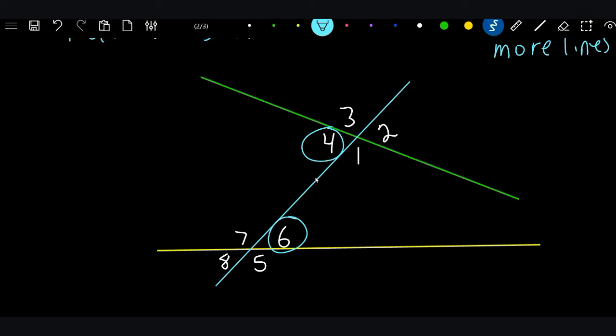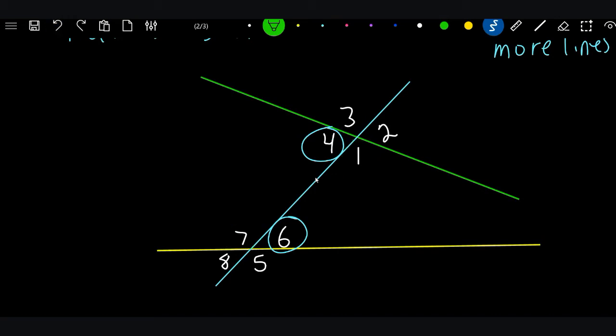Well, they're both interior, okay? But look, they're on the alternating side of the line. Of what line? Of the transversal line. What's the transversal line? It's this blue line. So they're on alternating sides of the transversal. Well, then you would also have to say that 1 and 7 are alternating interior angles. Okay? They're alternating interior angles.